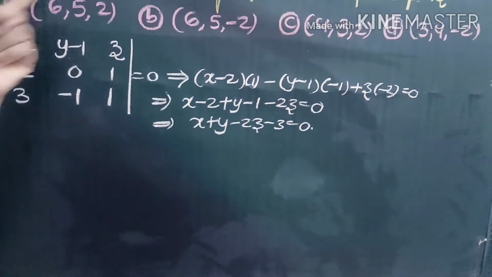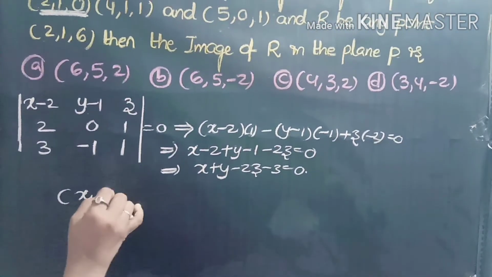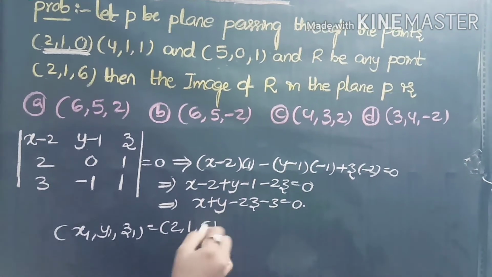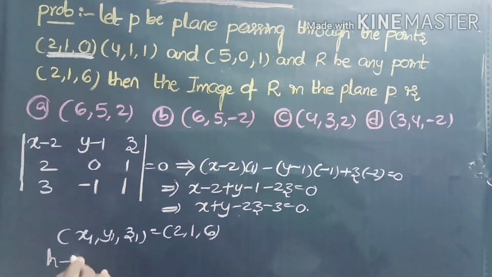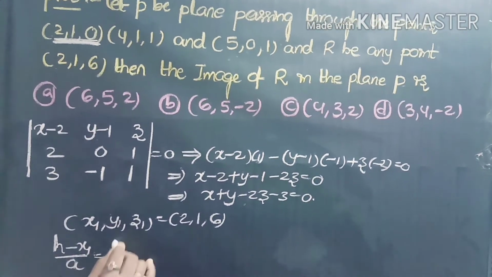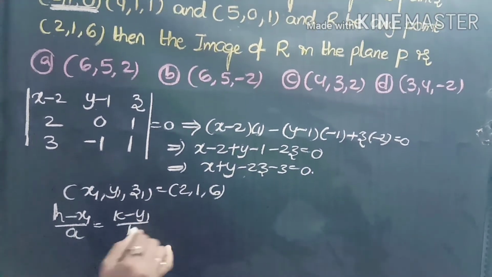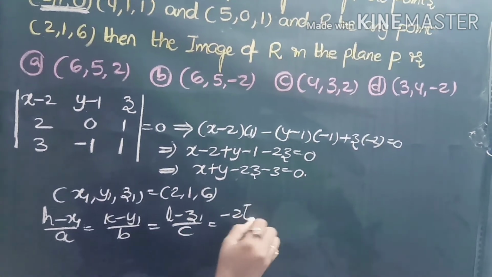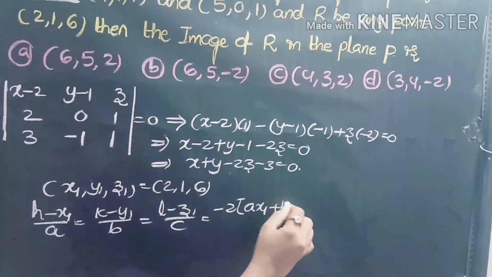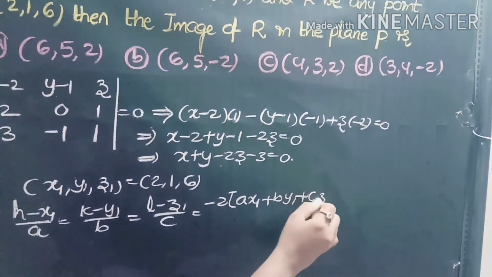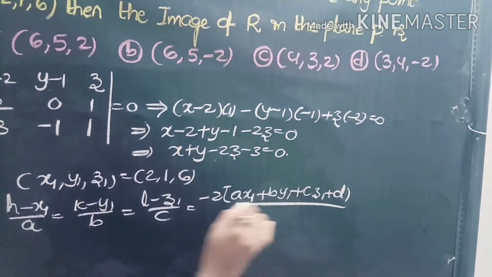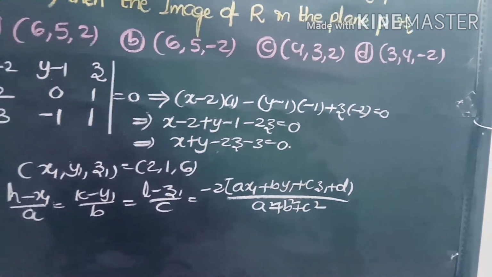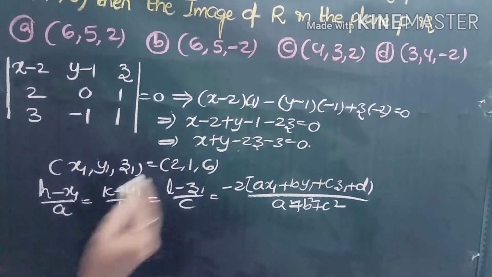Now we want the image of (2, 1, 6). So we are taking the point (x1, y1, z1) equal to (2, 1, 6). Now we are finding the image of the point with respect to the plane by using the formula: h minus x1 by a is equal to k minus y1 by b is equal to l minus z1 by c is equal to minus 2 into (a x1 plus b y1 plus c z1 plus d) by (a square plus b square plus c square). Now we are substituting the values here. The values of a, b, c are 1, 1, minus 2.